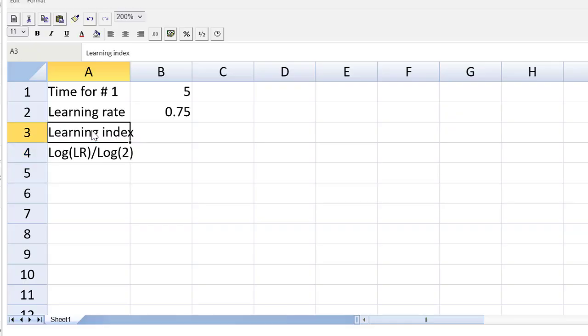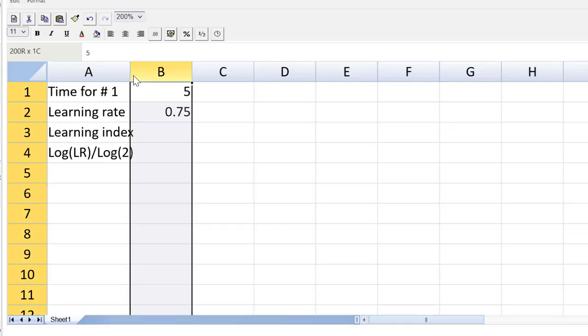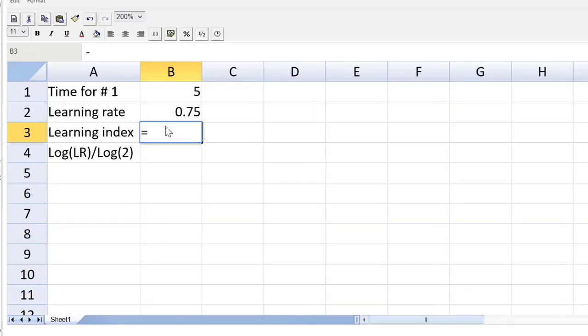And look how fast we can do this. All we have to do is come into cell B3 and just open up with an equal sign, equals the log of the learning rate. I've got it right there. Look at that. Cell B2 over the log of the number 2, logarithm of 2. And let's clean that up with a light format, 2 decimal places. And that is that learning rate as an index.